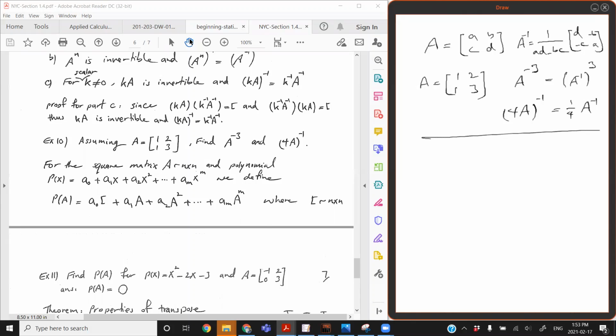Okay, so for this problem, since the determinant of A is just 1, 3 minus 2 is 1, the inverse is going to be 3, 1, negative 2, negative 1. Now, 4A inverse is easy because it's 1 over 4 times A inverse. So it's 1 over 4 times 3, negative 2, negative 1, 1. There's going to be 3 over 4, negative 1 over 2, negative 1 over 4, and 1 over 4.